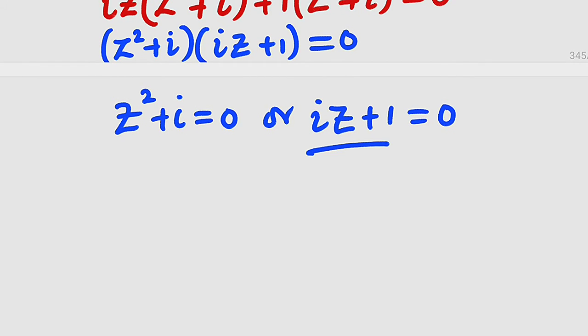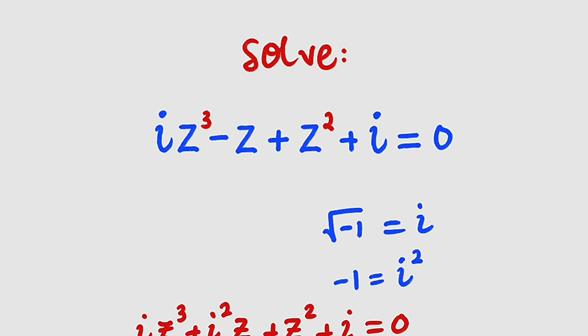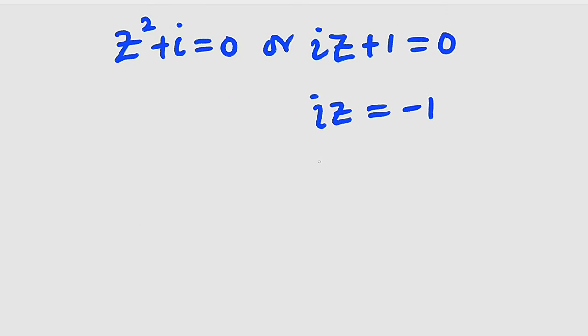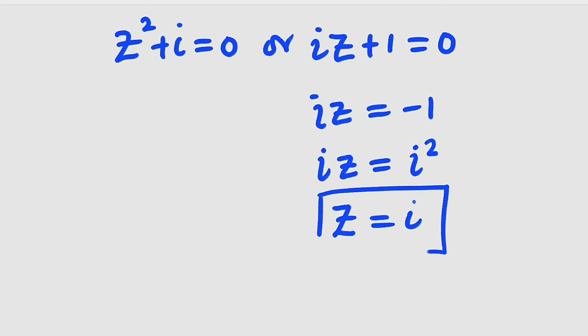This sounds very simple, so let us solve it first. iz equals negative 1. But what can you remember about negative 1? Negative 1 is nothing but i squared. So we can replace it with i squared. So we have i times z equal to i squared. So if i multiplied by z is i squared, it implies that z must be i, because i times i will give us i squared. And you can simply divide both sides by i. Hence z equal to i. This is one of the solutions.